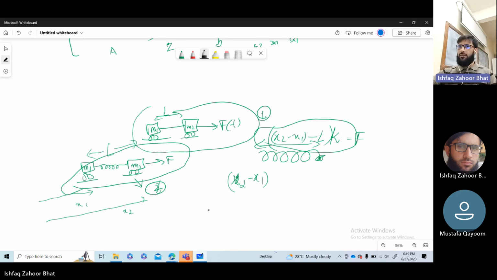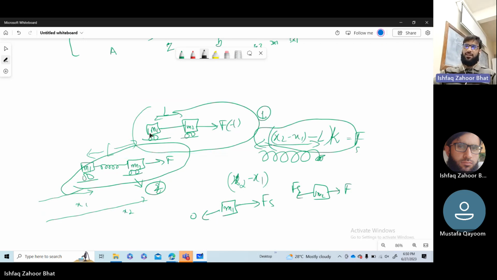Now I can write for M1 that there is a spring force Fs in this direction, and no force in the other direction. For M2, there is F in this direction and Fs in the opposite direction. And I know everything; nothing is unknown. In the previous case, we had this tension acting here that was unknown. So I have solved this problem. But I have not solved the first problem.